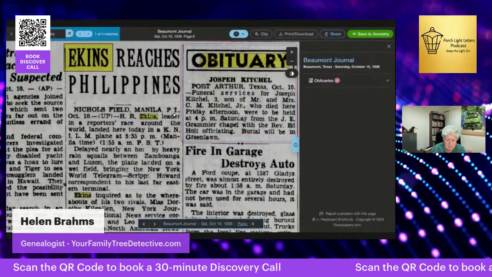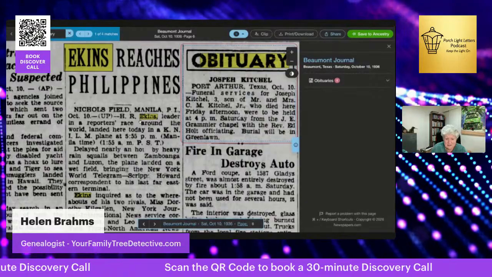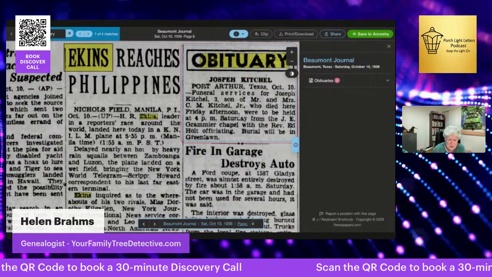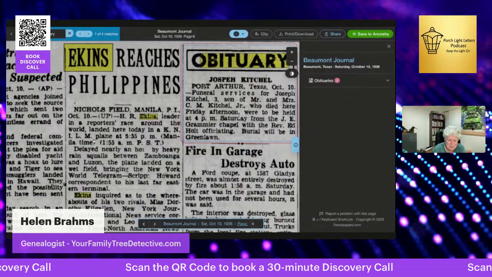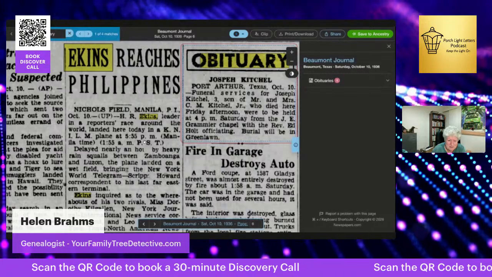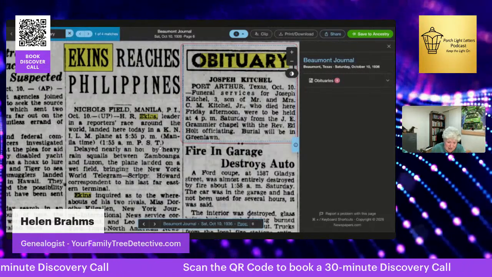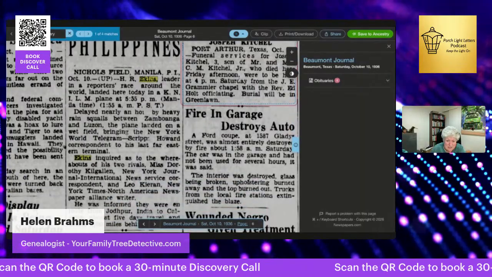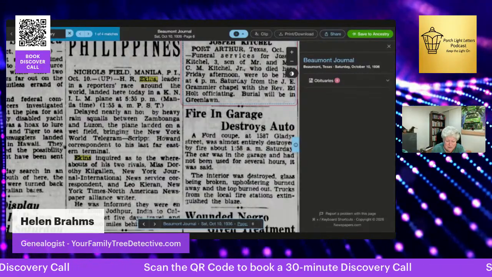Nicholas Field, Manila, Philippine Islands, October the 10th. H.R. Eakins, which actually happens to be my dad's RH. Leader in the reporters' race around the world, landed here today in a KNILM plane at 5:55 p.m. Manila time, which is 1:55 a.m. Pacific Standard Time, delayed nearly an hour by heavy rains between Zamboanga and Luzon.